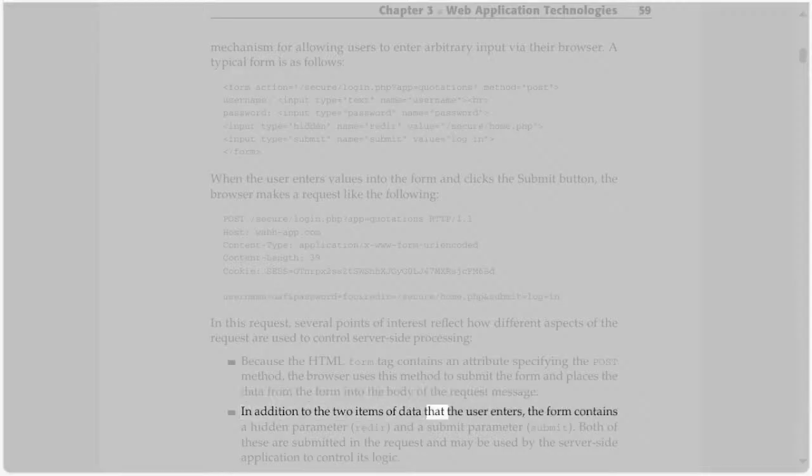In addition to the two items of data that the user enters, the form contains a hidden parameter, redir, and a submit parameter, submit. Both of these are submitted in the request and may be used by the server-side application to control its logic. The target URL for the form submission contains a preset parameter, app, as in the hyperlink example shown previously. This parameter may be used to control the server-side processing.